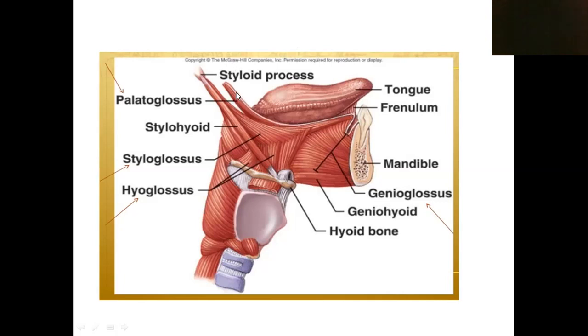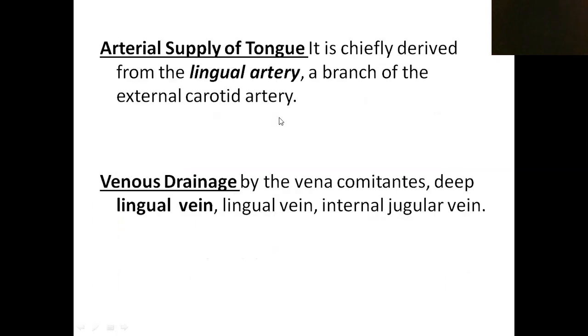So this muscle arises from the hard palate and the soft palate. Palatine aponeurosis means it is a part of the soft palate. From the palate, it inserts into the tongue. That muscle is known as palatoglossus. So these are the extrinsic muscles.